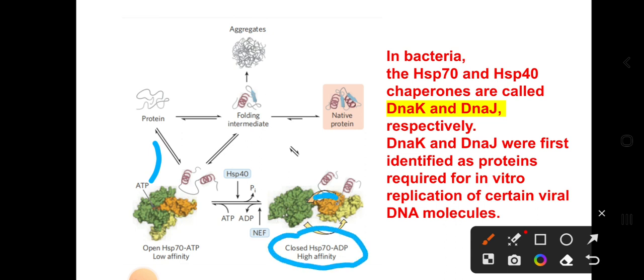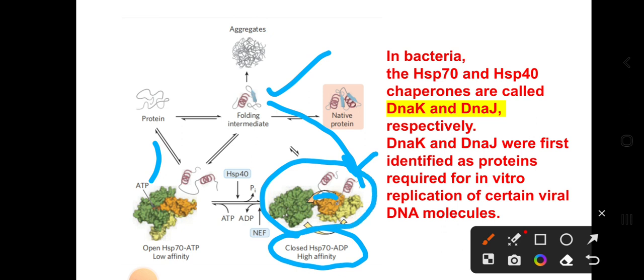So closed HSP70-ADP has a high affinity for what? High affinity for your folding intermediate. Now this folding intermediate can come and bind here, and it will be bound till it gets translocated, or till the system is under some stress, facing some peptidase attack. By that time, the chaperones will hold your protein very tightly inside. And what can happen next? It's a reversible process, let me tell you.